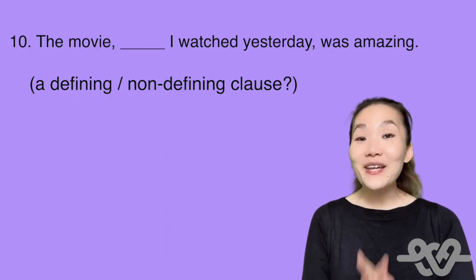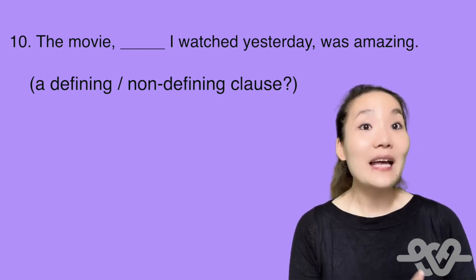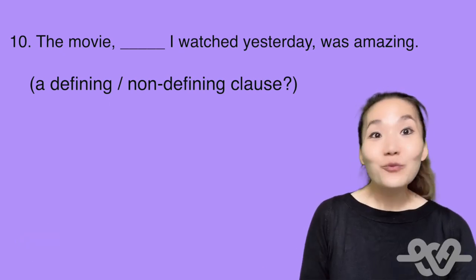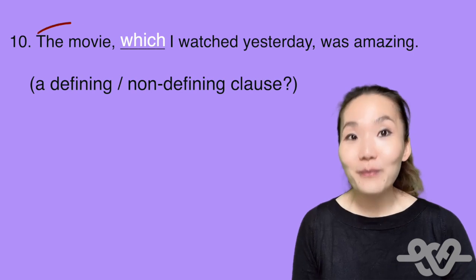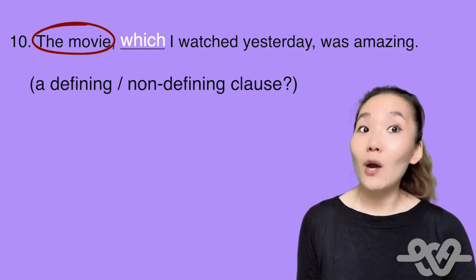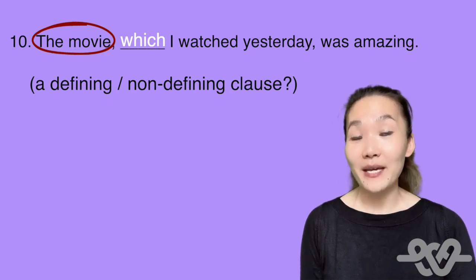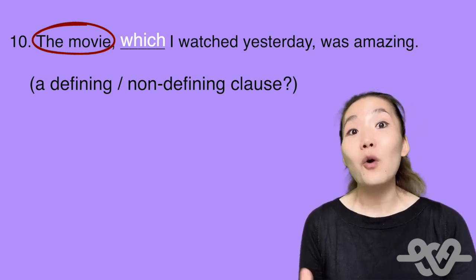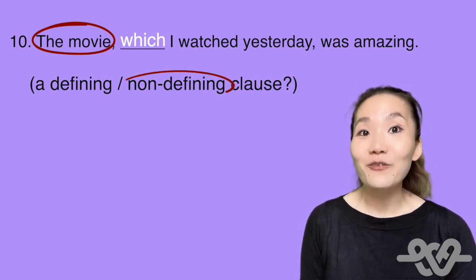All right, last one, number 10. The movie I watched yesterday was amazing. Last but not least, we should use the relative pronoun which because the subject is the movie. The relative clause which I watched yesterday adds extra context about the timing of my viewing, but it's not necessary to know the detail in order to understand that it was amazing. So it's a non-defining relative clause.